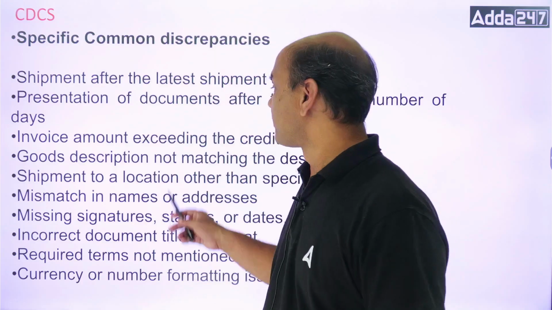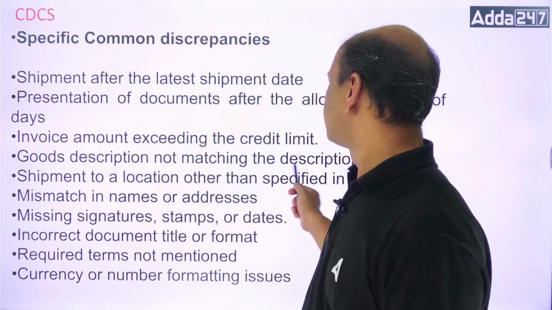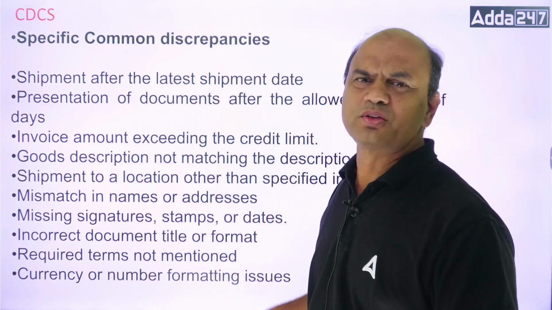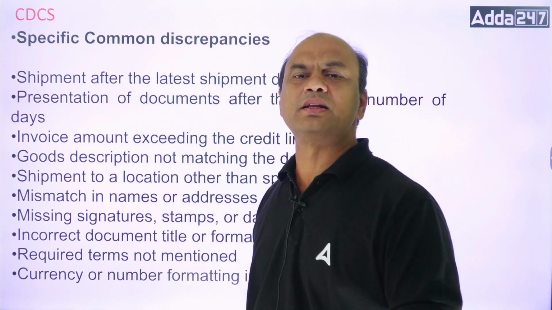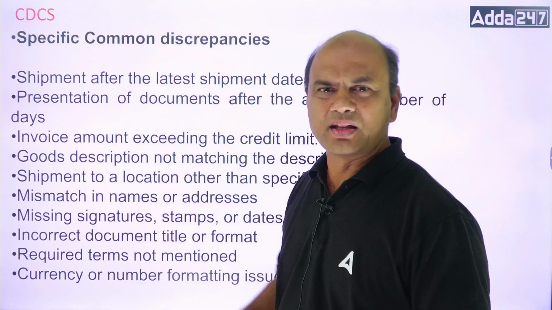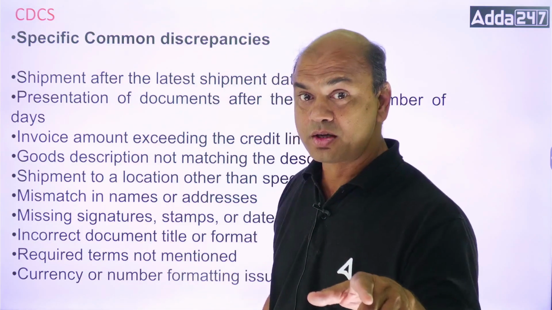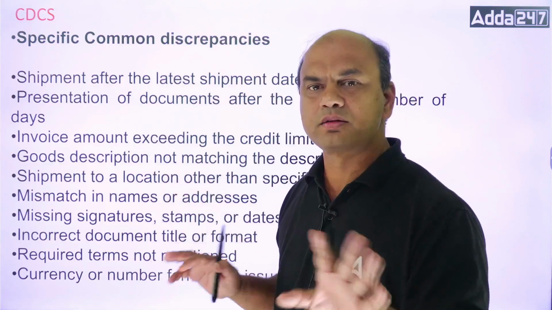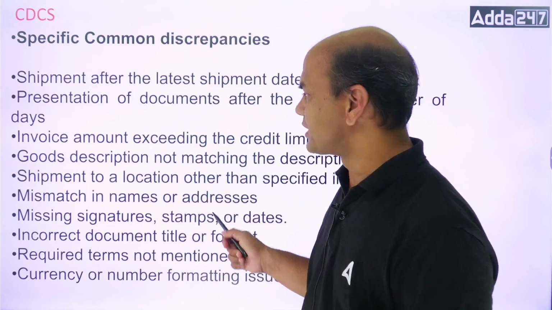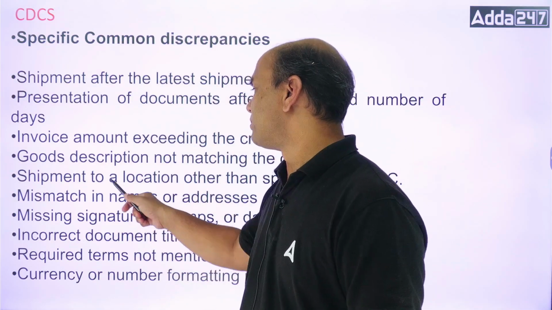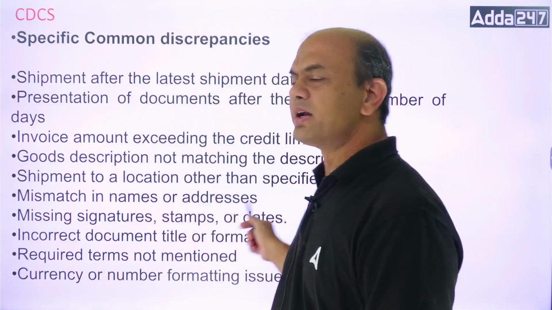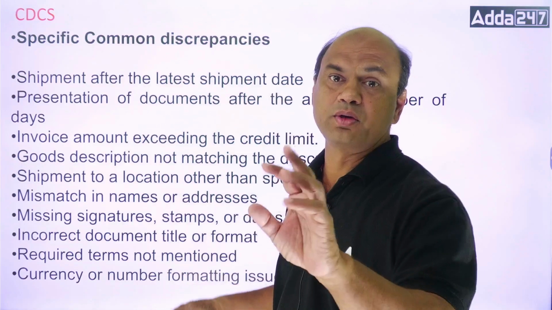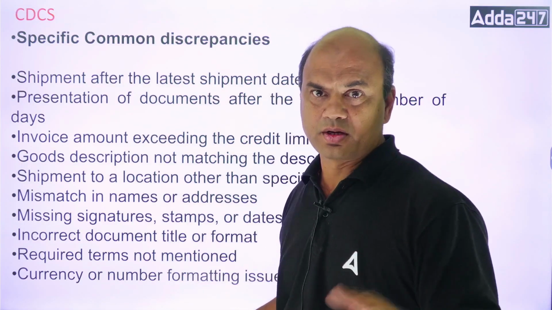Okay? Goods description not matching the description in the LC. Generally this is a problem in the invoice. In other documents it's in general terms. But then also, in general terms also, if you make an error totally different, changing the meaning, then it's a discrepancy. Shipment to a location other than the one specified in the LC. It happens. Okay? This port, Frankfurt, and you are sending it to Rotterdam. It can happen.